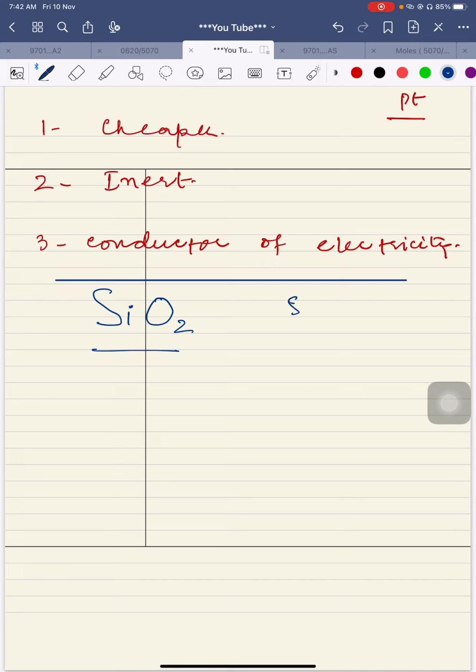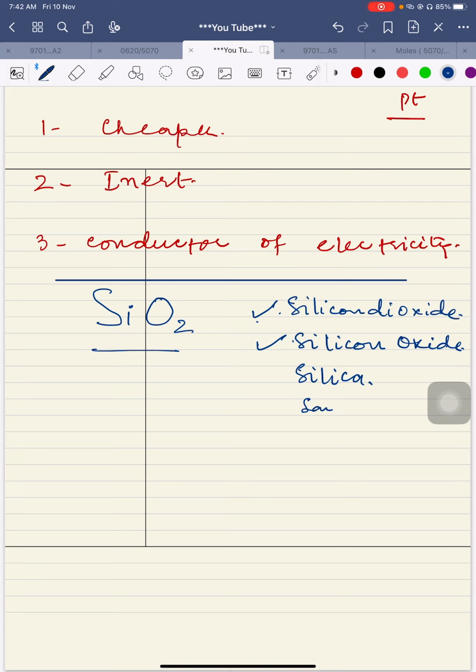Silicon dioxide is also called silicon oxide. I am telling you, this is also silica, but it is better to call it silicon dioxide or silicon oxide. It's a major component of glass preparation. So this is sand basically. Okay, so if the examiner is asking you to draw the structure of sand, you should know that he is talking about silicon dioxide.